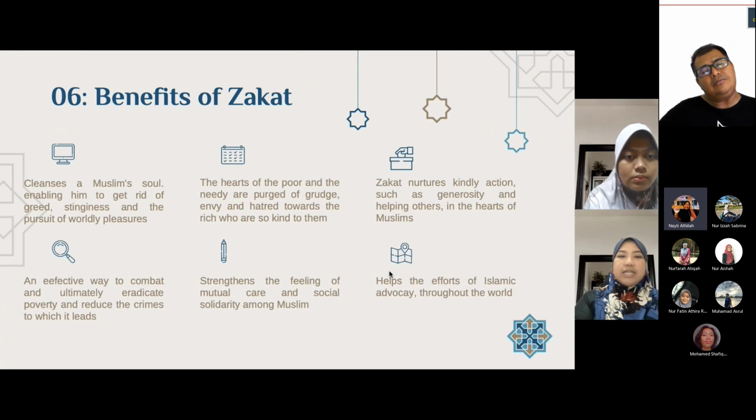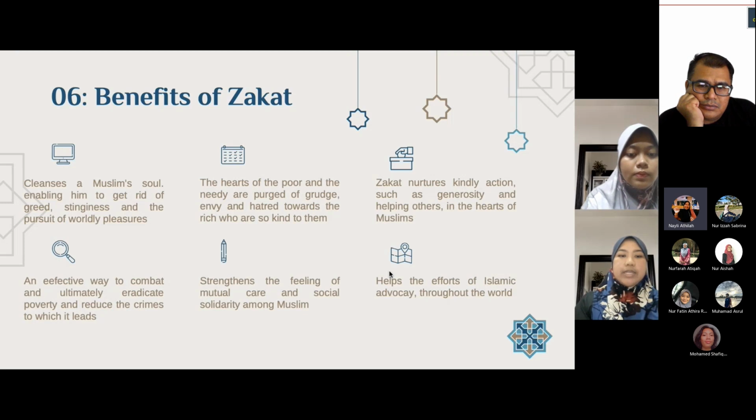The last subtopic for zakat is the benefit of zakat. Firstly, zakat cleans a Muslim's soul, enabling him to get rid of greed, stinginess, avarice, and the pursuit of worldly pleasures. When the rich pay out their share of zakat, the heart of the poor and the needy are purged of grudge, envy, and hatred toward the rich who are so kind to them. And thirdly, zakat nurtures kindly actions such as generosity and helping others in the heart of Muslim.